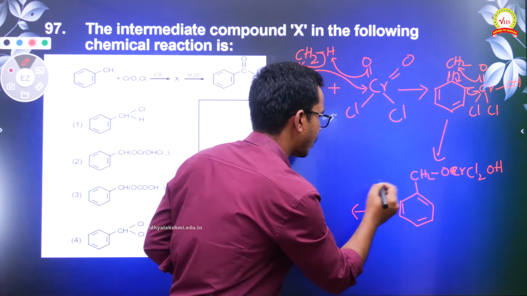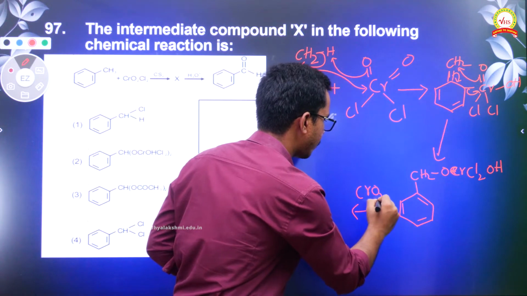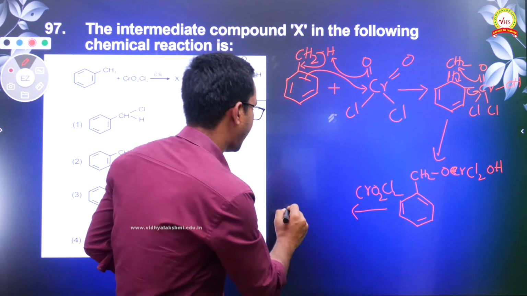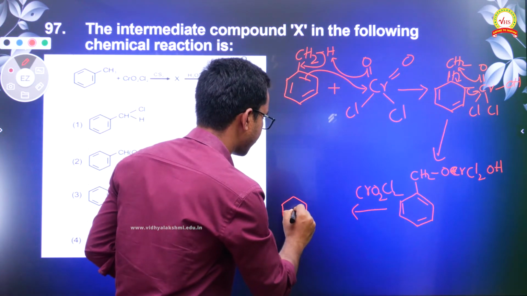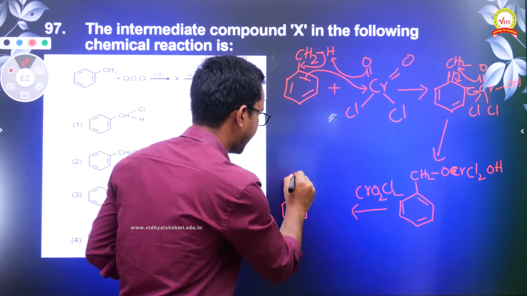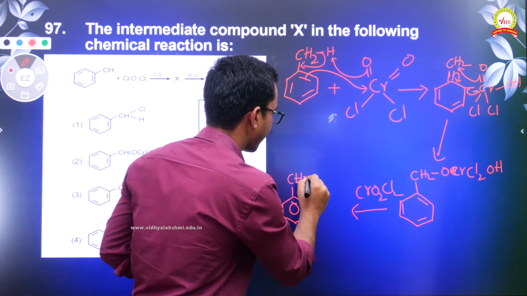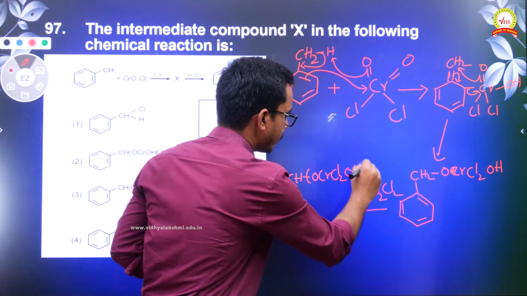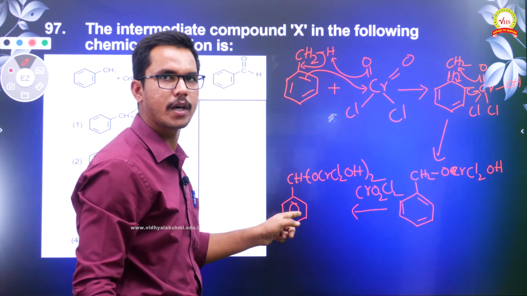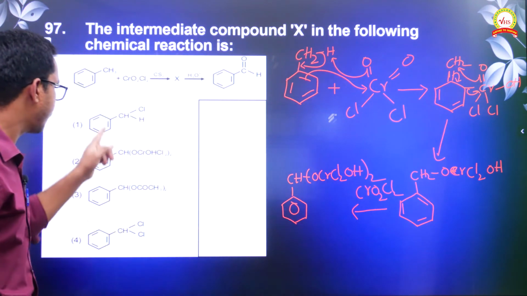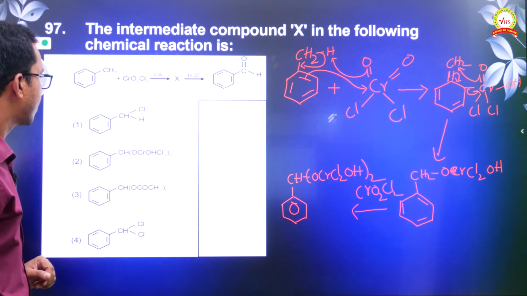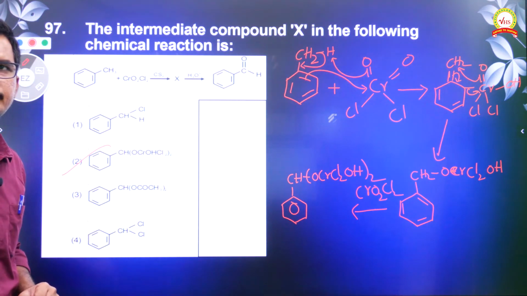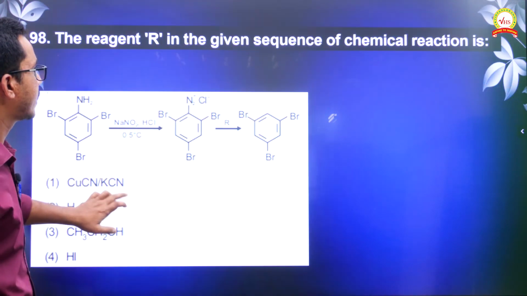If we take another molecule of chromyl chloride, CrO2Cl2, the same mechanism repeats, and finally we get a compound like this. Take the benzene ring here, that is CH, with OCrCl2OH taken twice, because we are using two moles. In the case of the second option we have this kind of product. That's what option two is, the right answer. Let us go with the next one.